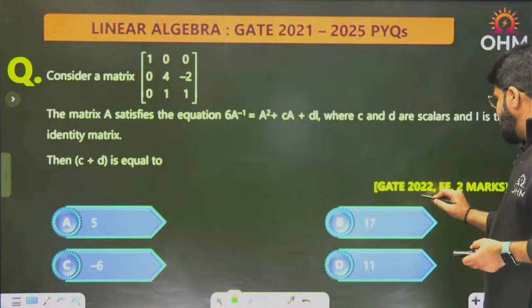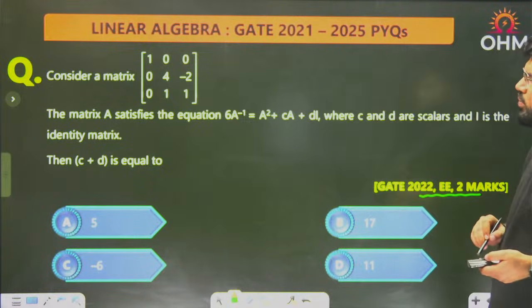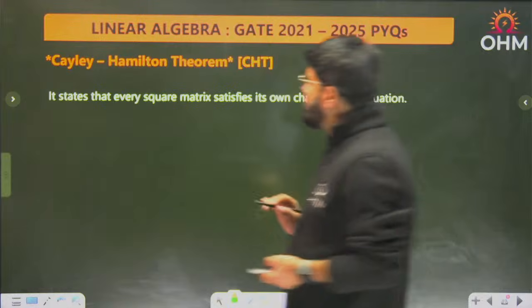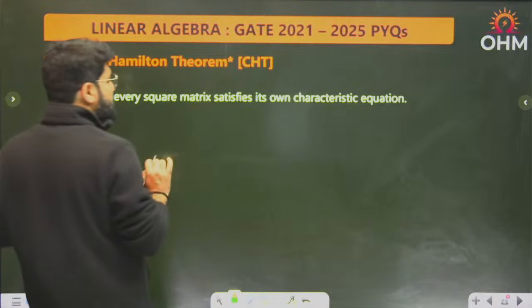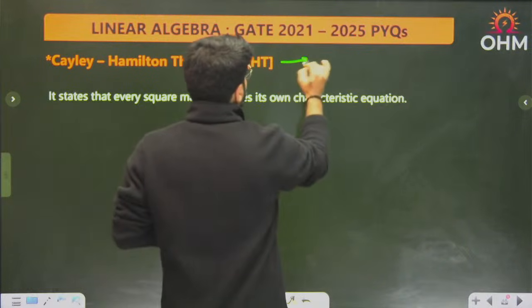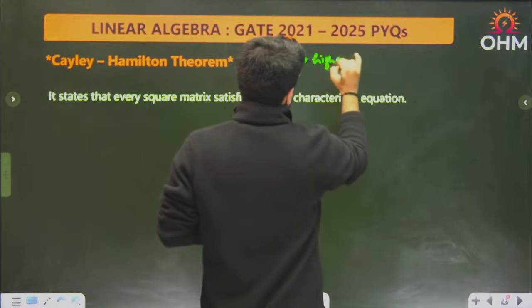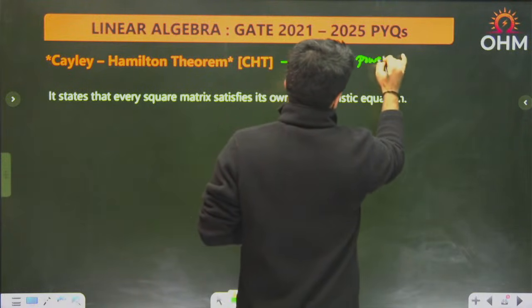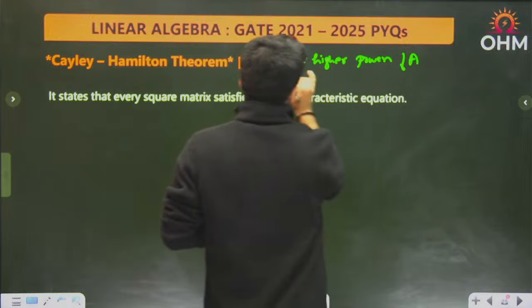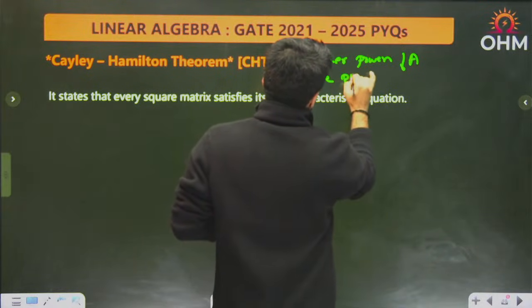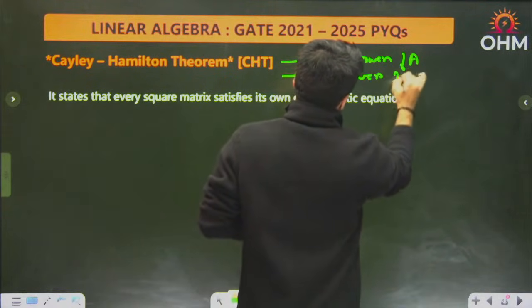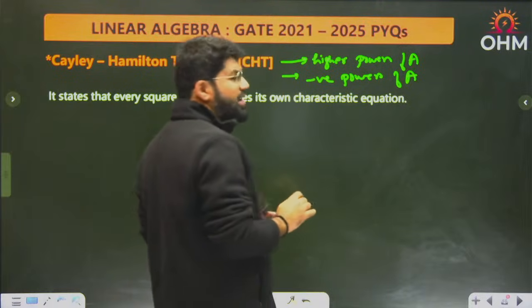Another question, GATE 22, Electrical, 2 marks. See, whether they talk about higher powers or even negative powers. Okay, Cayley-Hamilton. Higher powers of A or even negative powers of A. Now, when I say negative powers of A, automatically the inverse will also come.